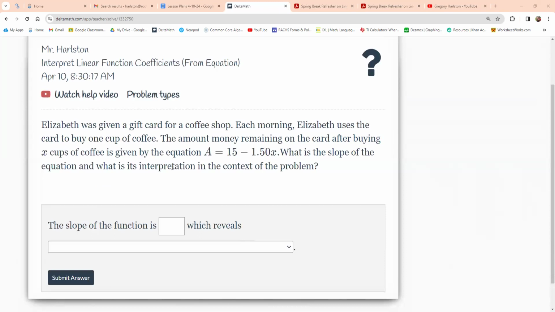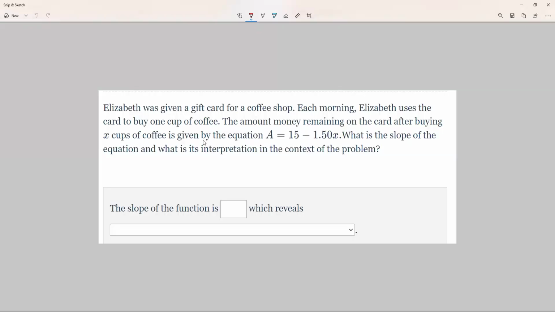All right. So first thing you see here, it says Elizabeth was given a gift card for a coffee shop. Each morning, Elizabeth uses the card to buy 1 cup of coffee. The amount of money remaining on the card after buying x cups of coffee is given by this equation. This is a linear equation. What is the slope of the equation and what's the interpretation?